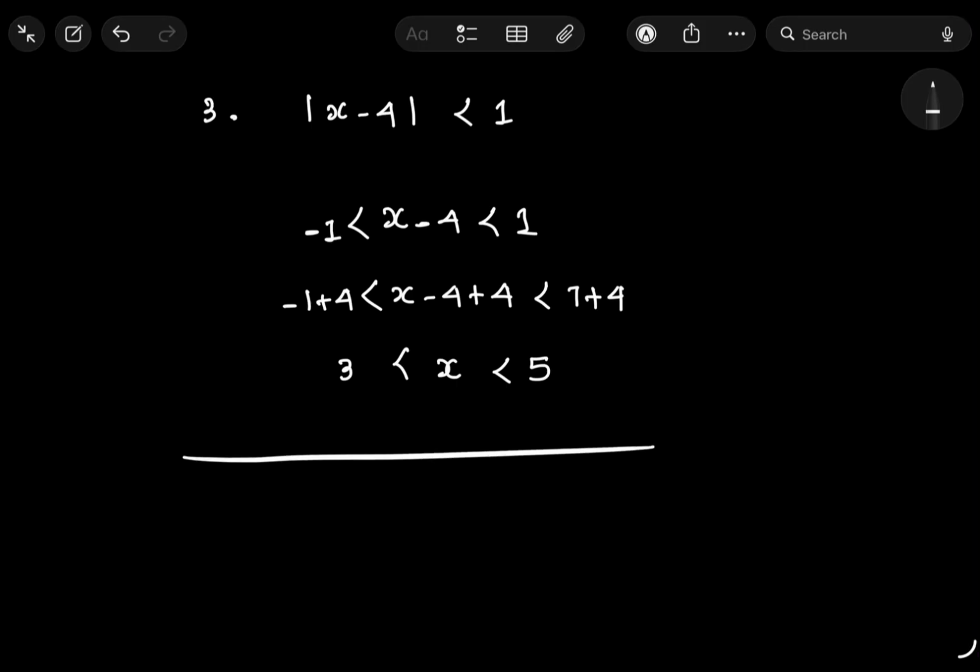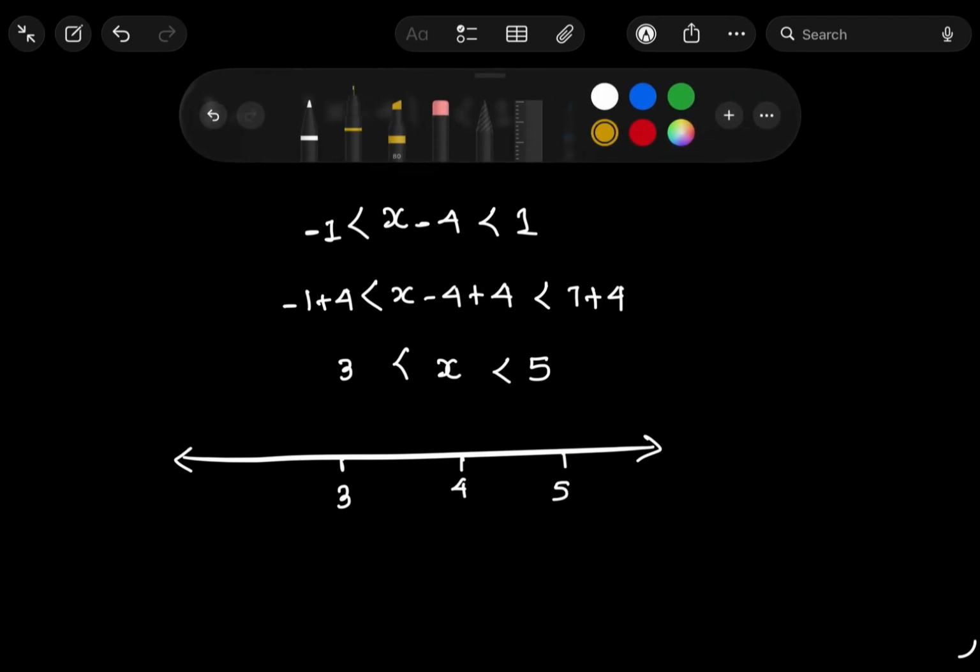And let's sketch it on the number line. We have 3, 4, 5. 3 is here and 5 is here. Greater than 3, so we sketch to the right side, and less than 5, so we sketch to the left side. The answer lies between 3 and 5, and we should not fill the circles because there is no equal sign here, so the solution set becomes (3, 5) with round brackets. So that's it.